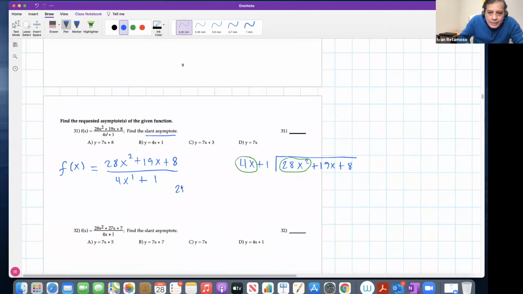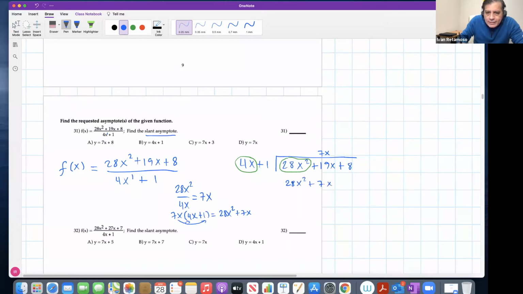What is 28x squared divided by 4x? 4 into 28 is 7. X into x squared is x. 7x. That 7x, guys, has a place here on top of the x term. Now, 7x must be multiplied by this whole thing. So 7x times 4x plus 1. 7x times this is 28x squared. 7x times this is 7x. That is what you write here, 28x squared plus 7x.